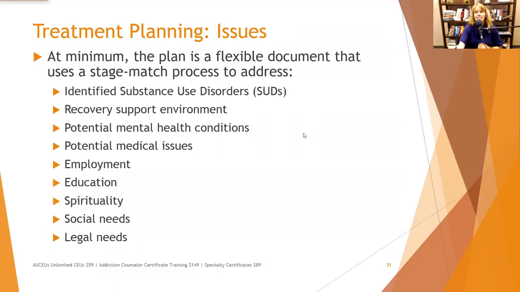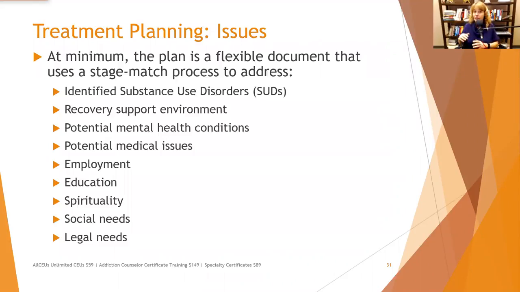At minimum, the plan is a flexible document that uses a stage match process to address identified substance use disorders. So stage match process, if you think back to the stages of readiness for change: pre-contemplation, contemplation, preparation, action, and maintenance. Each stage requires different interventions. So that's TIP 35 from SAMHSA if you need to refresh. It looks at the recovery support environment. It addresses potential mental health conditions, based on readiness for change for that issue.